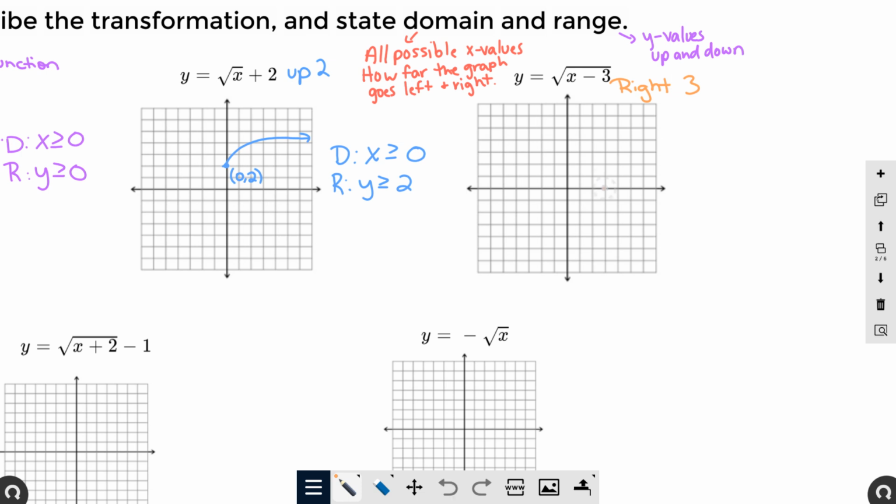So this one, we're going to move right 3 and put a dot, and then make that curve going up and over. What are the coordinates of this point? 3, 0. Yep. The x value is 3 because it moved right 3, but it didn't move up or down any. So our domain would be what? Good. And our range? Y is? Very good.